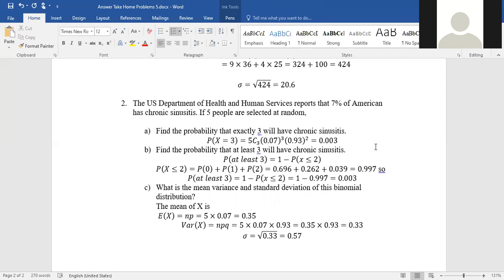So using the calculator here, you will have the probability that X equals x. So the probability that X equals 3 is binomial. N here is 5, P here is 0.07, and x is 3.